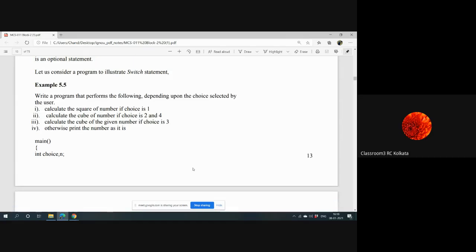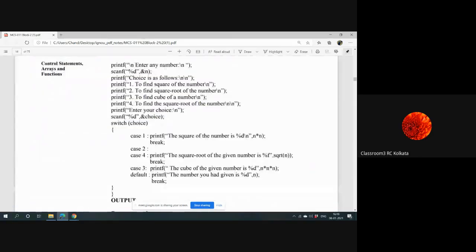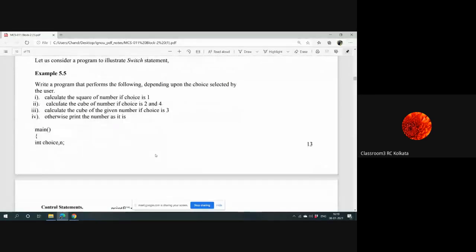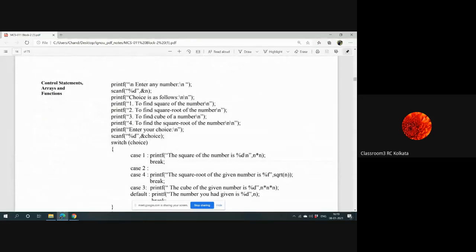You see the things. To find the square of the number you have to place 1. To find the square root of the number you have to place 2. To find the cube of the number you have to place 3. To find the square root of the number place 4. Why are 2 and 4 the same or not? Tell me. 2 and 4. These are same or not? Same. Why have they made them same? Because in the question they have told calculate the cube of number if choice is 2 and 4. But actually, did they calculate the cube of number? No, they have done the square root of number. So look at this place, okay?